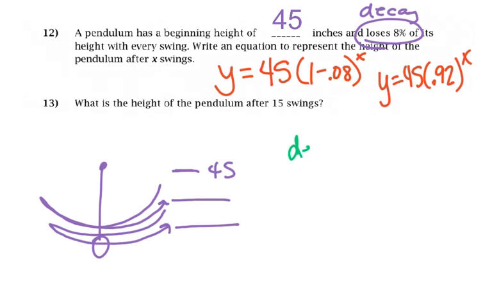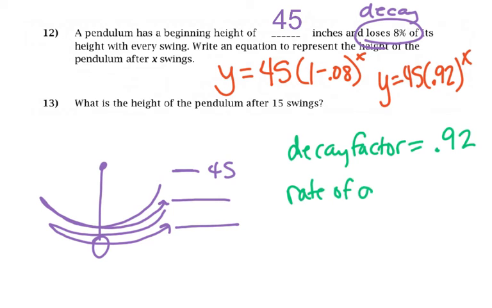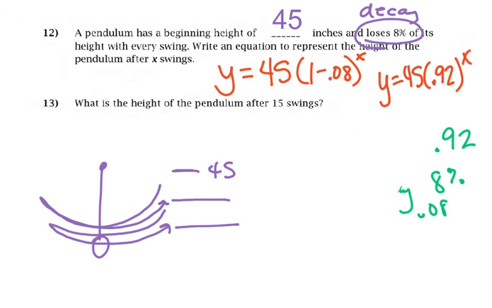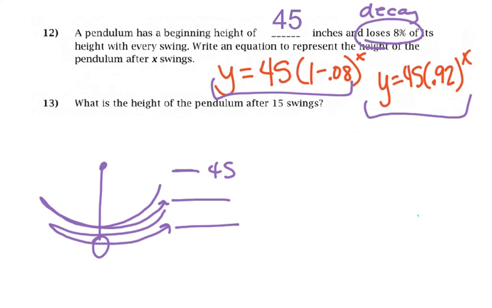That means that my decay factor, if I ask you that question, which you'll be asked on a quiz or a test, my decay factor would be 0.92. My rate of decay is a different question, and that would be the rate that it's decaying at, and that would be the 8% or the 0.08. So just so you know, that's going to be a test or quiz question, and those are two different things, so you need to make sure you understand that. But I can write the equation either way, so either one of these would be a good equation for that.